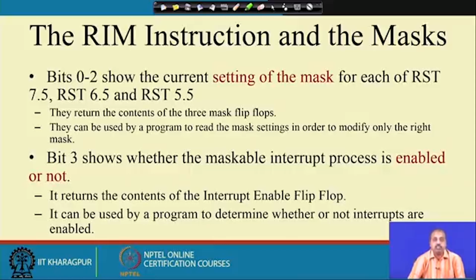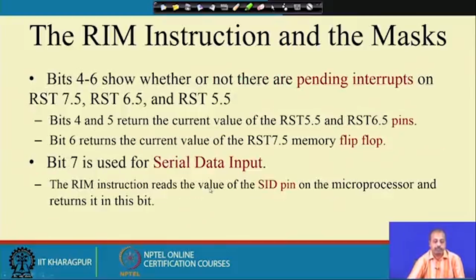Then bit 3 is used to show whether the maskable interrupt process is enabled or not. It will return the content of the interrupt enable flip flop, and it can be used by programs to determine whether interrupts are enabled or not. So if you want to check that, you can execute a RIM instruction and then check bit number 3 of it.